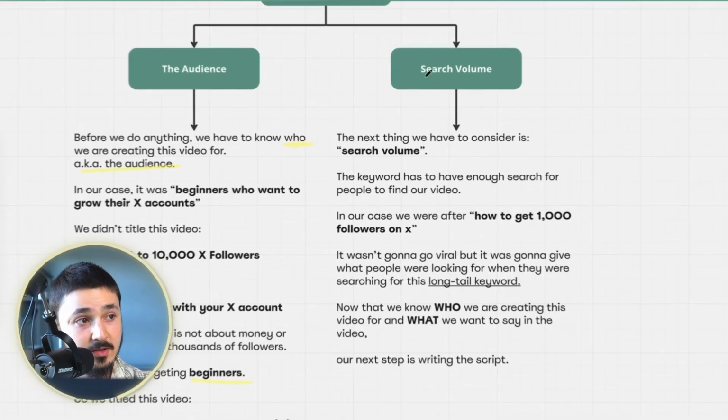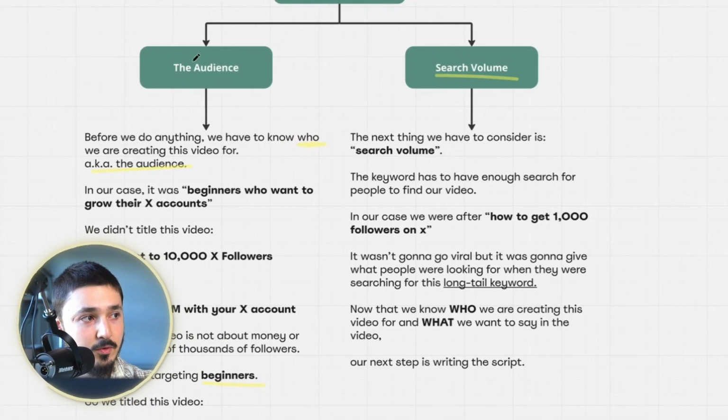The second thing we consider is the search volume. The idea that we found for our specific audience has to have enough search volume, aka it has to have enough demand for us to consider making a video for that idea. So in this case, the keyword or the phrase has to have enough search volume for people to find our video. In our case, we're after how to get 1,000 followers on X.